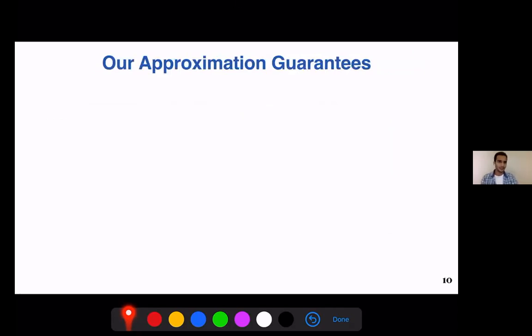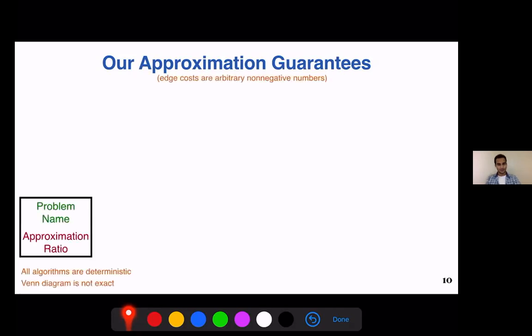Now let me get to our main results. On this slide, I'll mention our results on weighted versions of the problem. So all edge costs are arbitrary non-negative numbers. I'll use a Venn diagram to show the entire collection of our results. And I'd also like to remark that all our algorithms are deterministic. For the most basic version of FGC, that is (1,1)-FGC, we give a 2-approximation algorithm.